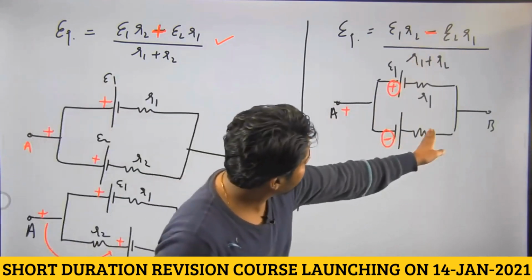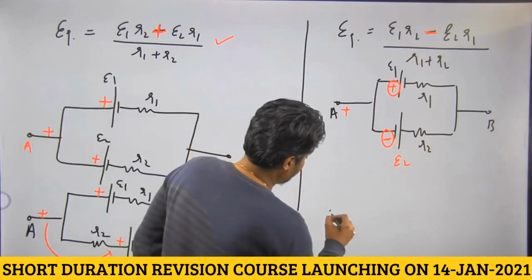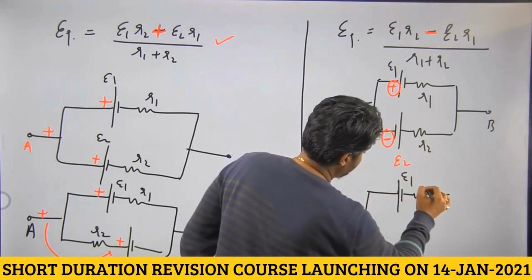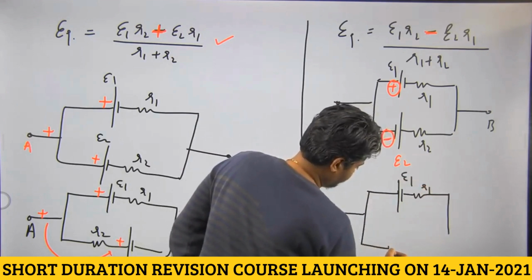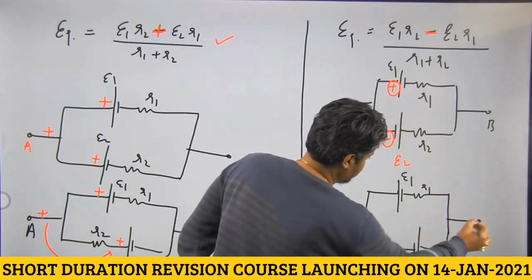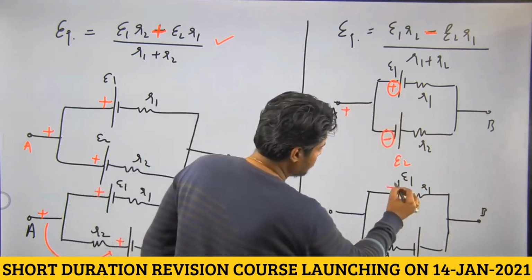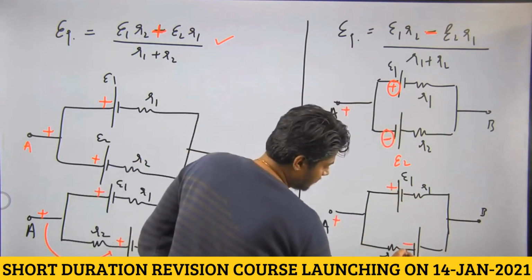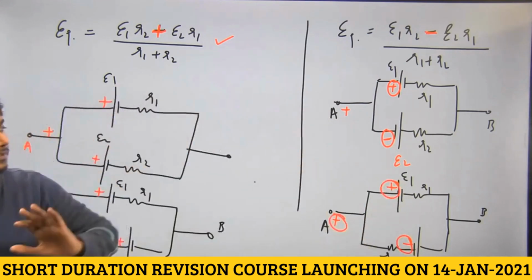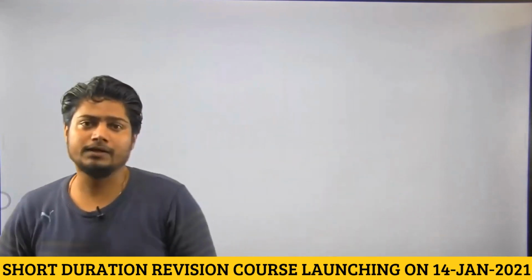Of course, if the battery is shifted over here, you still just have to identify. This is E1, this is R1, this is A, this is B, this is E2, R2. You can clearly see the positive is connected to A, but here again it does not matter, both are in opposite polarity. In the same case it will be E1 R2 minus E2 R1. So I think now you understand the polarity, and you remember the formula.